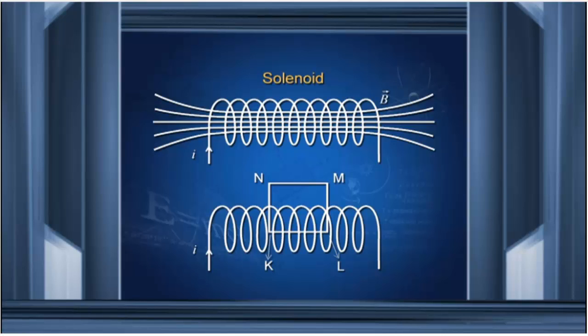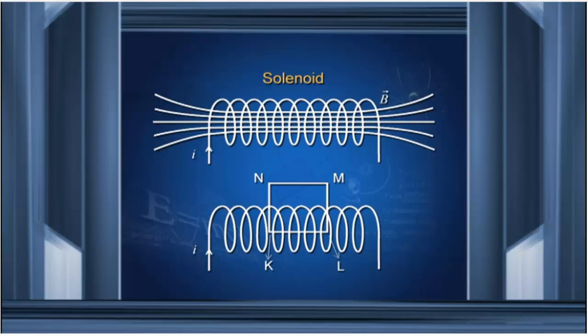From K to L, the magnetic field B and the length L are parallel to each other. As a result, integration B dot dl from K to L is equal to B dl cos 0. As B is constant, the integration of dl will be equal to L. So we get integration B dot dl from K to L is equal to B into L. This is equation number 1.